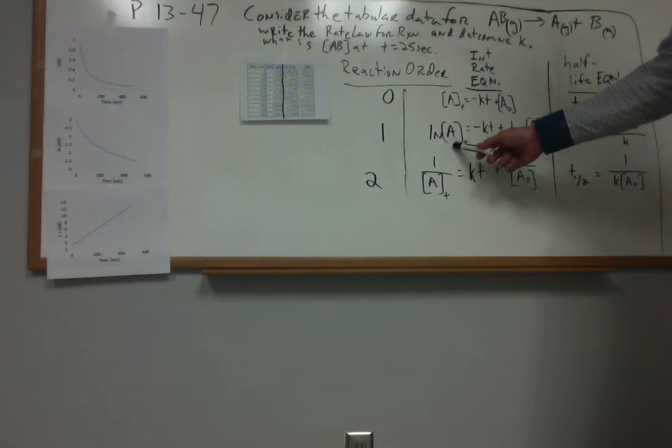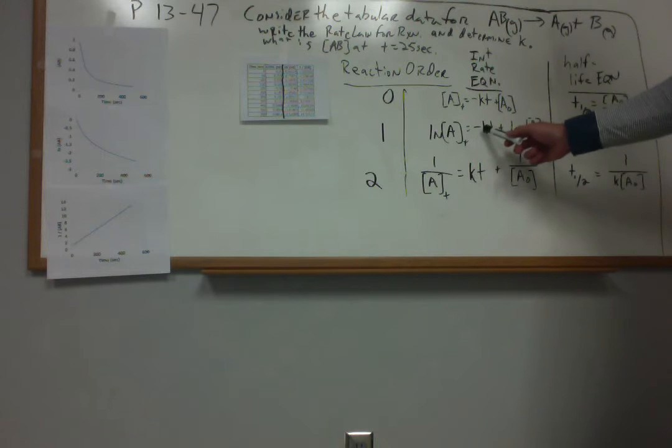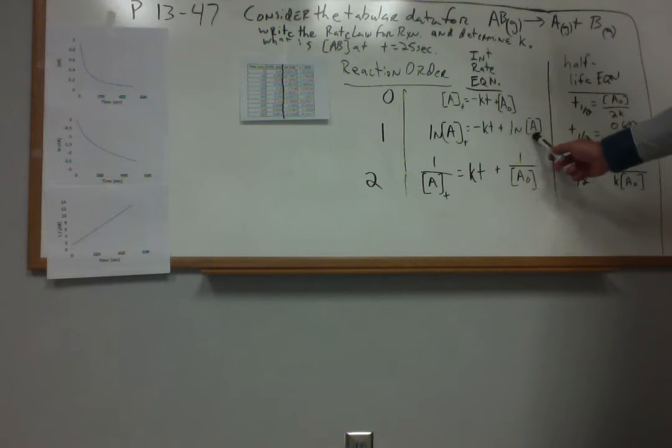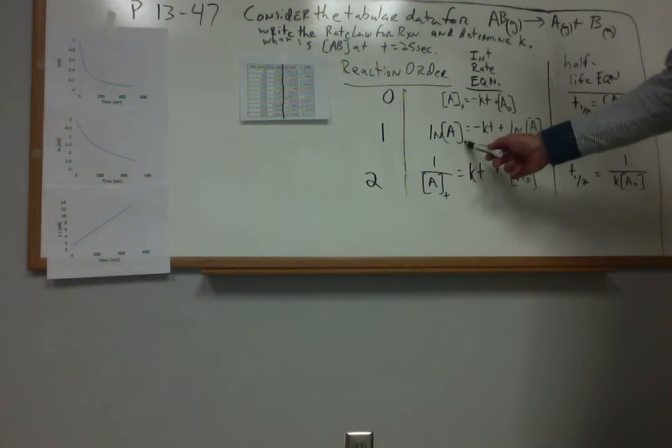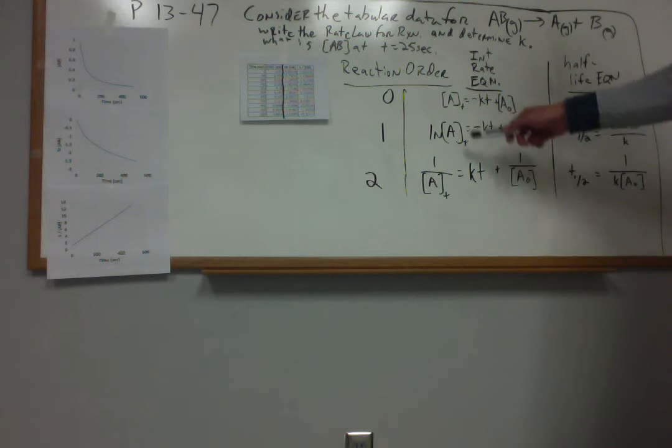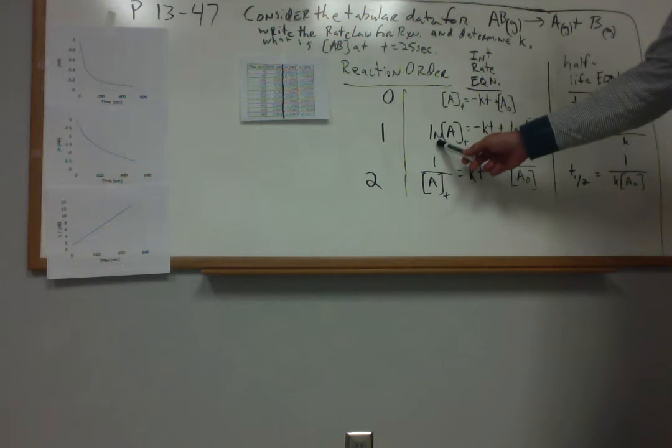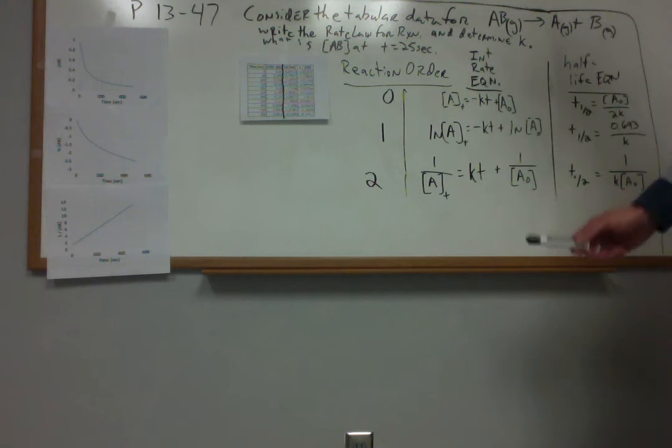We have our integrated rate law for a first order reaction, which tells us the natural log of our substance at time t is equal to negative kt plus natural log of A at time 0. This is the concentration at time 0. This is the concentration of substance A at some point in time. These two equations look a lot alike, except notice the natural logarithm term. As we take that here, also take it over here. That's for a first order reaction.